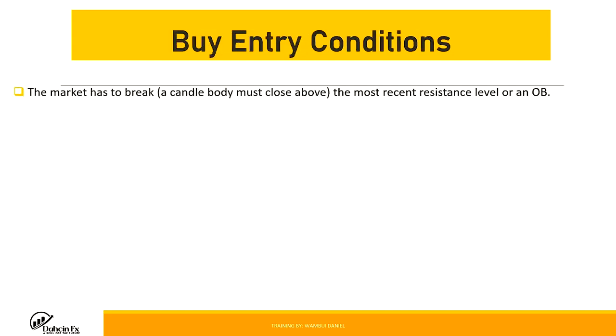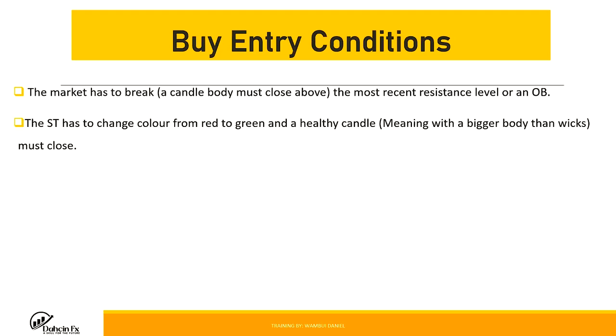So, buy entry conditions. In this first section of the strategy, we're going to do the theory part, then you're going to go to the practical part. The market has to break the most recent resistance level or an order block. So we're talking about a buy entry. The market has to break above the resistance, then the ST has to change color from red to green, and a healthy candle must close.